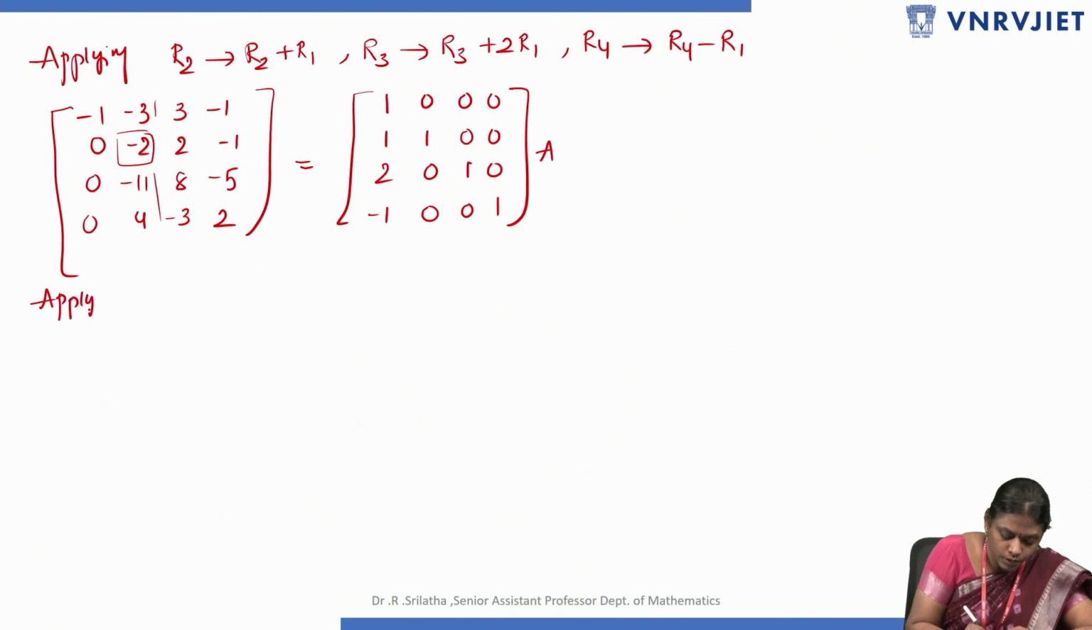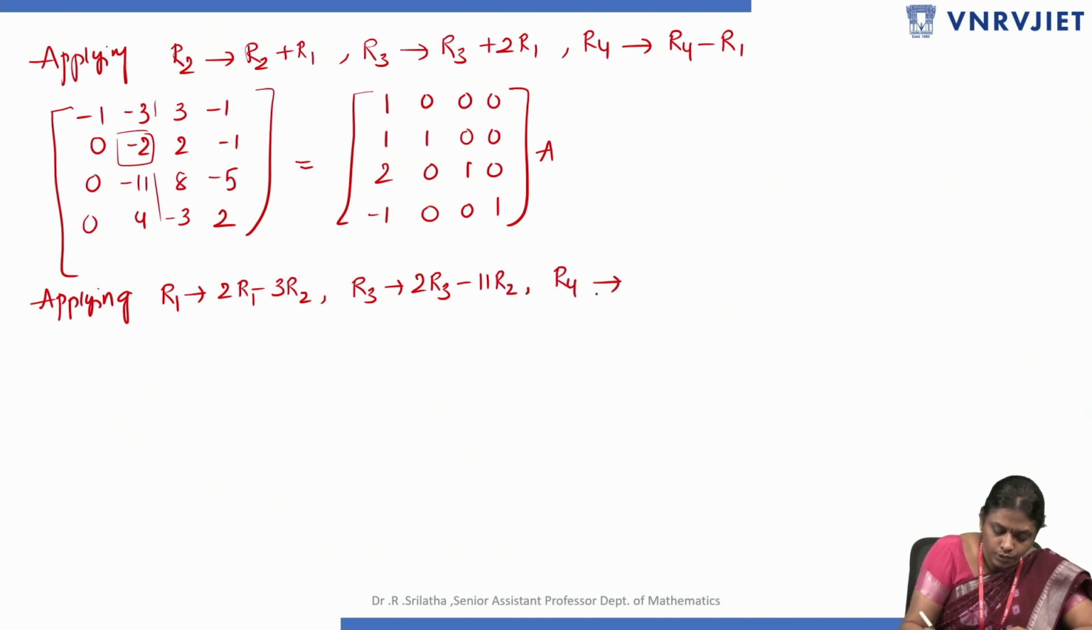Now what are the row operations I need to implement here? Now applying R1 tends to, so multiply this with 2 and that with 3: 2R1 minus 3R2. Next R3 tends to, here I am having 11 and this is 2. Now multiply this with 2: 2R3 minus 11R2. Now R4 tends to, here I am having 4 and this is minus 2. R4 plus 2R2.